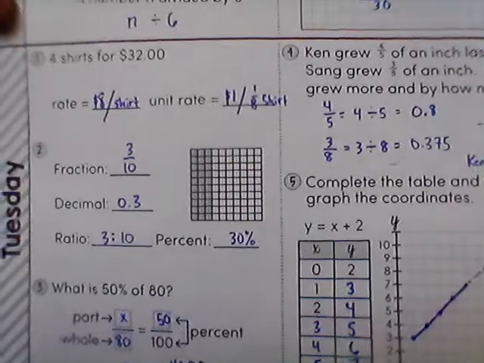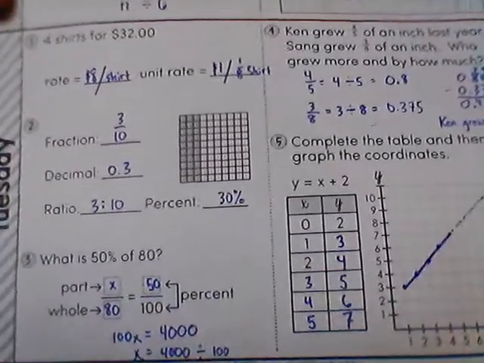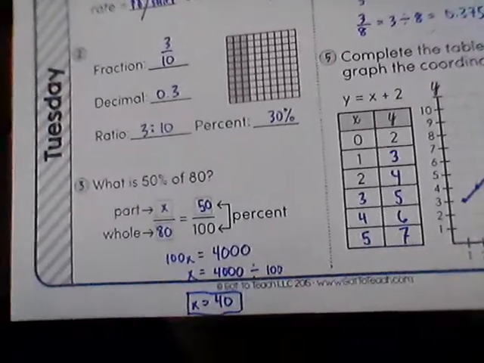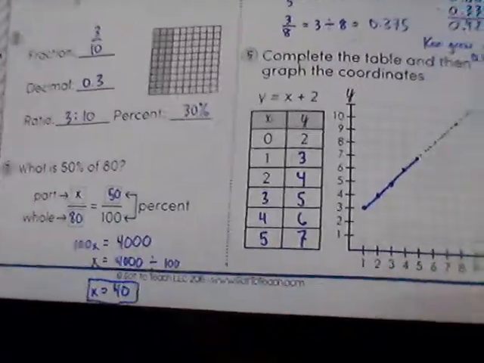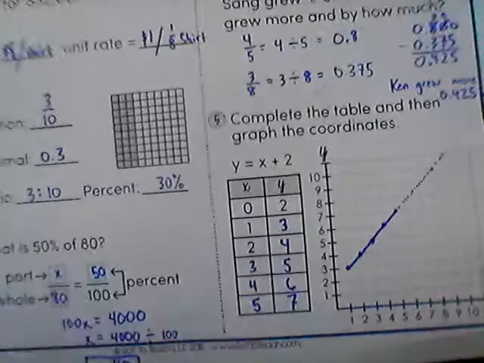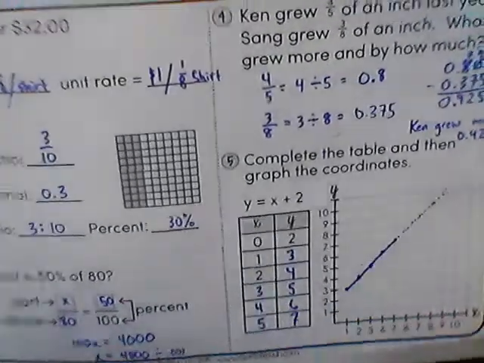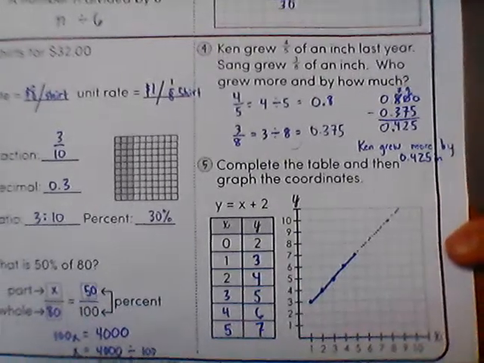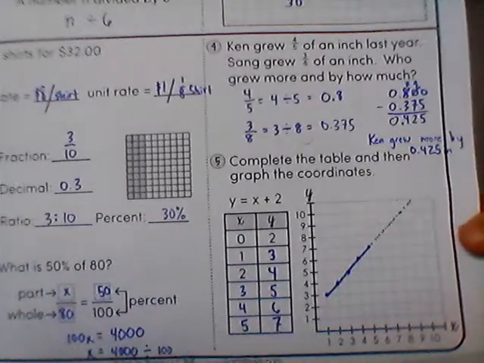Number 5, it's asking us 50%. You're going to use the strategy of cross multiplication and find that x equals 40. Simple enough there, 50% of 80. Finally, number 5 is asking you to complete the table and graph the coordinates, x plus 2. Simple enough. And I did skip number 4.